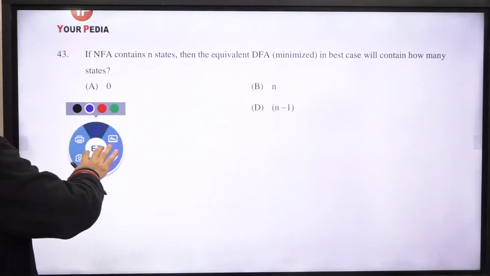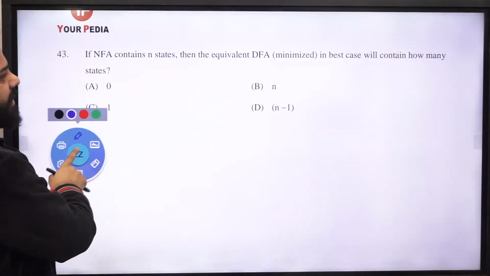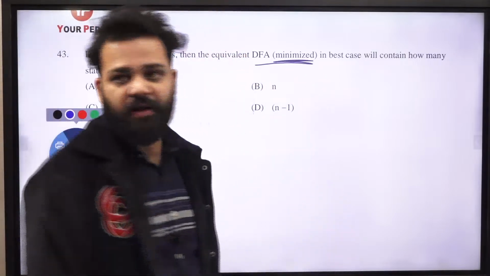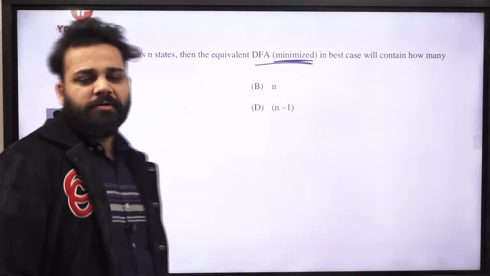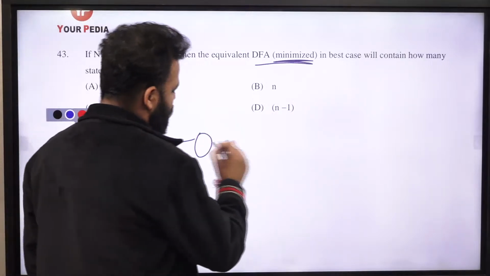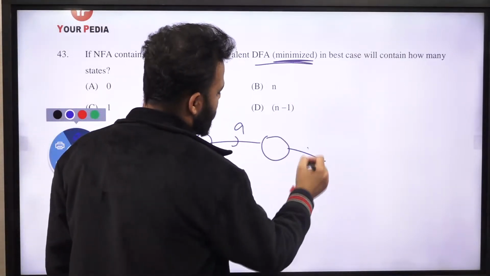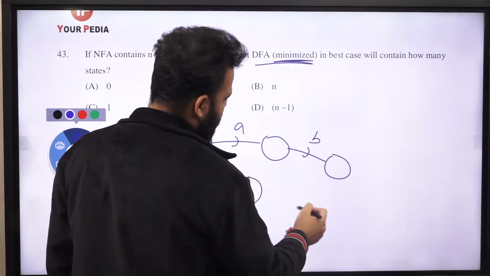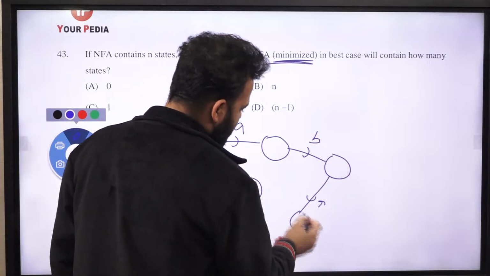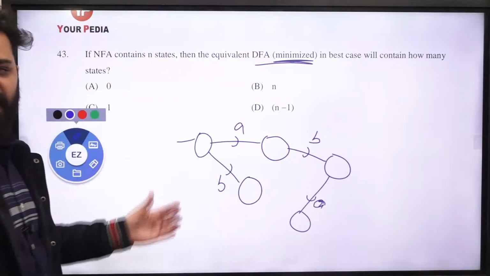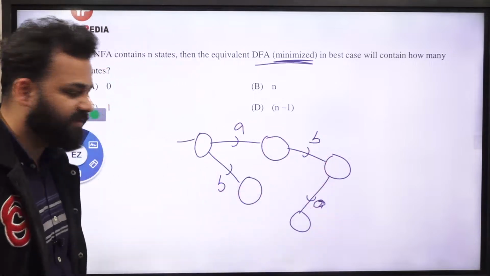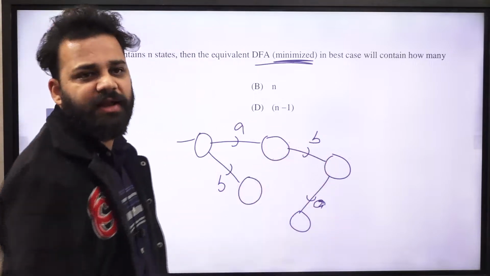If an NFA contains n states, then the equivalent DFA minimized in the best case will take how many states? It is a pretty good question. Let's say your NFA is this. For A, you are going here. For B, you are going here. For B, you are going here. And for A, you are coming here, and so on. Now in this NFA, there is no final state. This is an NFA, but there is no final state. So it will not accept any language.